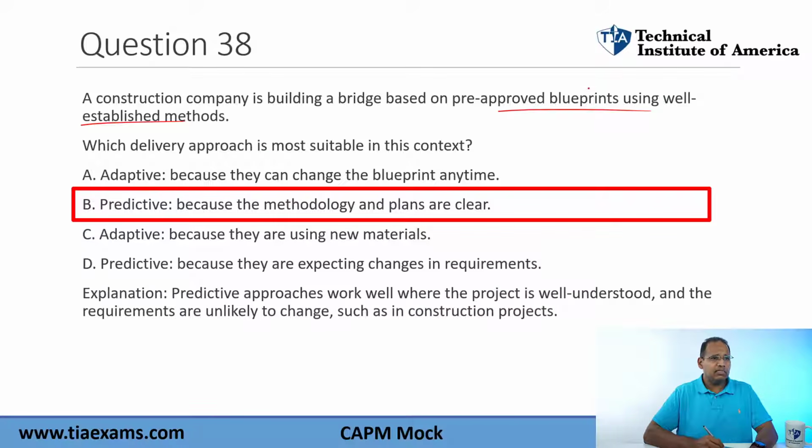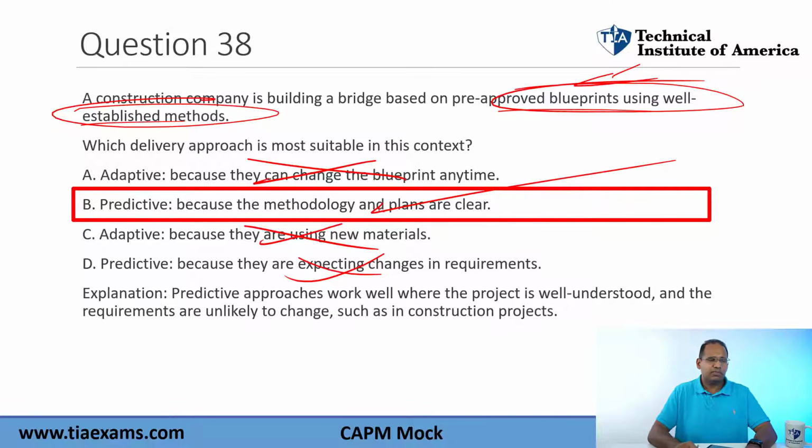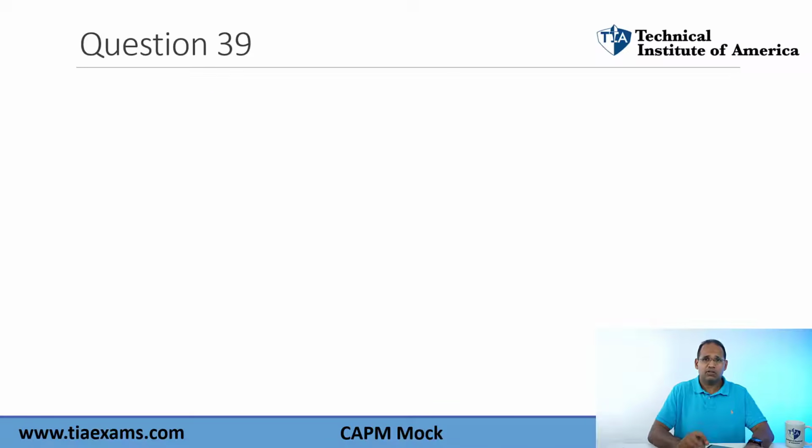You don't need an adaptive approach here. The blueprints are well-established. You can't really change pre-approved blueprints because then they would need new approvals. Adaptive: there's nothing here that says what materials they're using, and they're not expecting changes. Once you get a blueprint, especially building a bridge, you shouldn't really expect changes. Best answer: it's a clear methodology, it's a clear plan. This is a good project for a predictive or traditional approach.